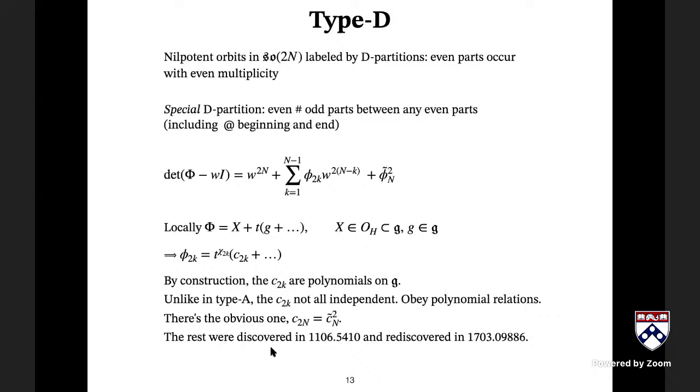not just any old D partition; the residue of the Higgs field is not a nilpotent orbit labeled by any old D partition, but rather only special D partitions, where there are an even number of odd parts between any even parts, including at the beginning and the end. You'll see a number of features of what I'm about to say, which will depend crucially on the fact that the D partition was special and not just an arbitrary D partition.